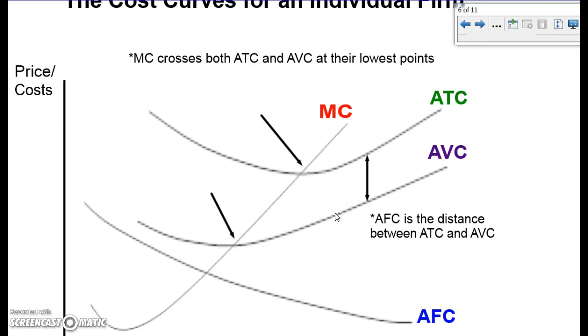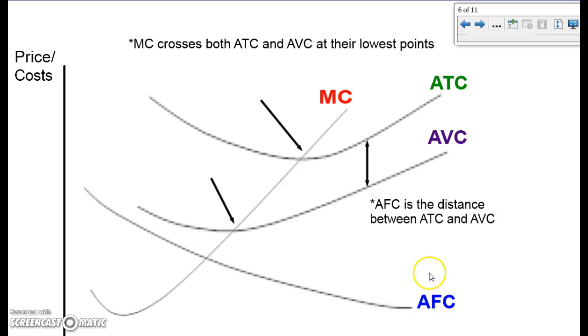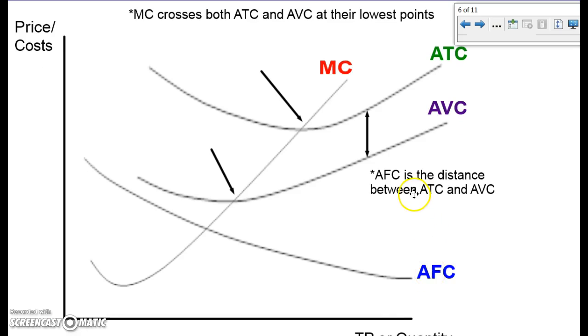Because with average total costs, you're still getting the gains of spreading the fixed costs out over more, whereas that doesn't affect average variable costs. And then average fixed costs, you can see they just fall over time, and they're actually not usually going to show up on the graph. So there's a few key points on this graph. One is that average fixed cost is the distance, right, between average total and average variable cost.